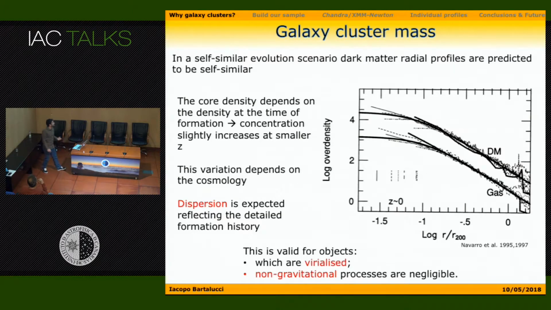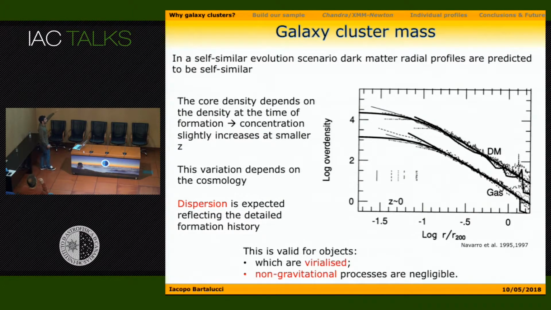Now, another interesting property of galaxy clusters is that if we assume that galaxy cluster evolution is only driven by gravity, we are in a self-similar evolution scenario, which means that if we take, for example, the dark matter radial profile that we see here, or the gas profile that we see here, they should be similar, independently of the mass of the cluster, once we rescale them.